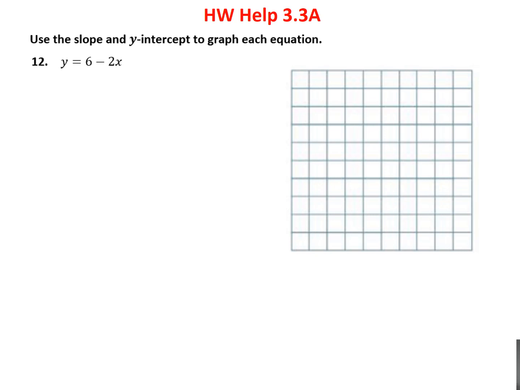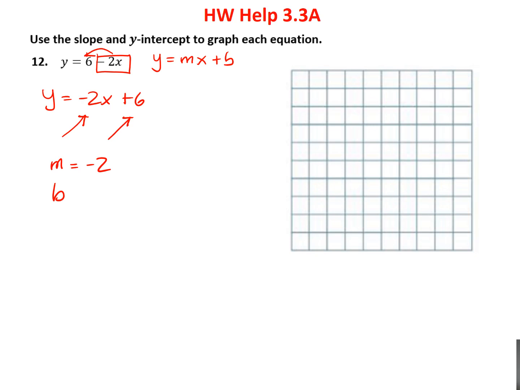Problem 12 says to use the slope and y-intercept to graph each equation. First thing we want to do is put it in the slope-intercept form. That means we put the x term first. So in this case, I need to take this with the minus sign and switch it over here. So I end up with y equals minus 2x plus 6. Now you see there's my slope, there's my y-intercept. My slope is minus 2 and my y-intercept is 6, which is the point 0, 6.